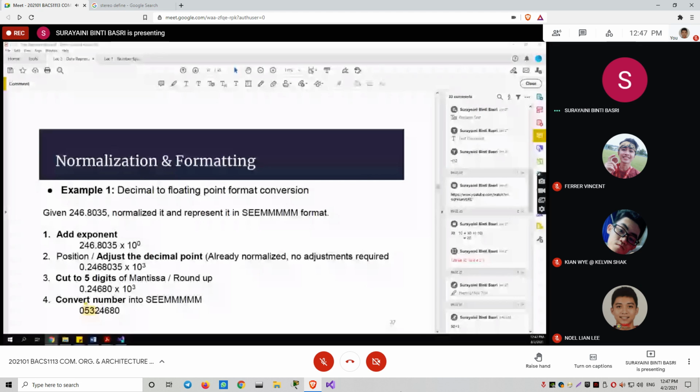Okay, so the first step in converting a decimal to floating point is to first make it in this form. So just multiply it by 10 to the power of 0, because this is the default value of the exponent. And then after that, we need to make it in the floating point format. So this is the floating point format. To make it from this to this, you need to adjust the decimal point.